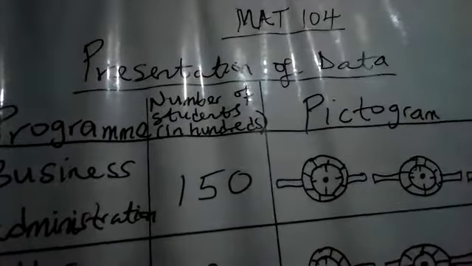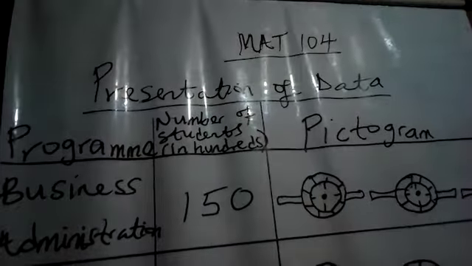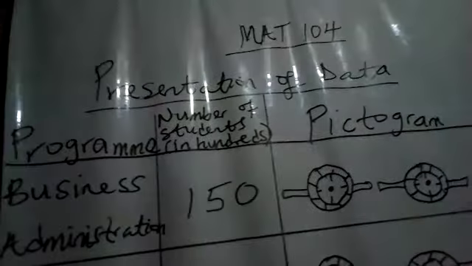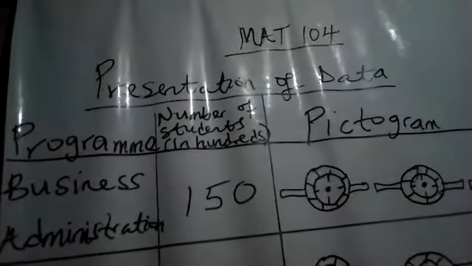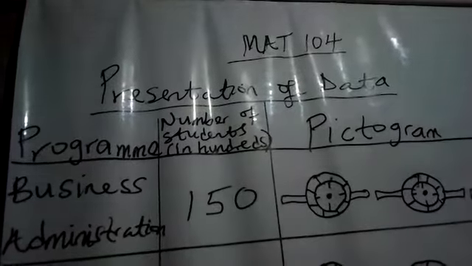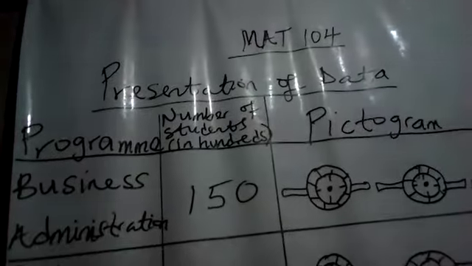So we started with pictogram, and we said that pictogram is the pictorial representation of data. That is a way of representing data through pictures of one's choice.